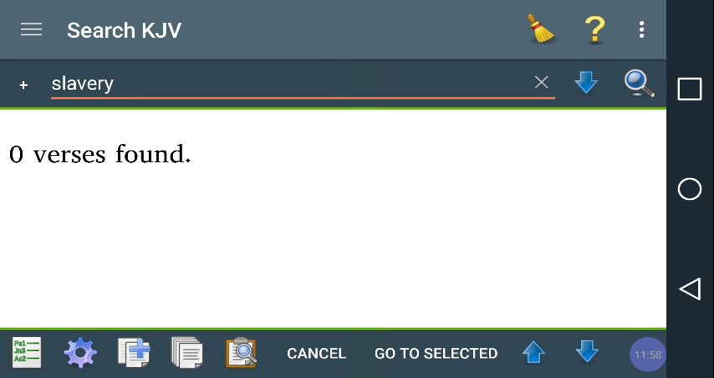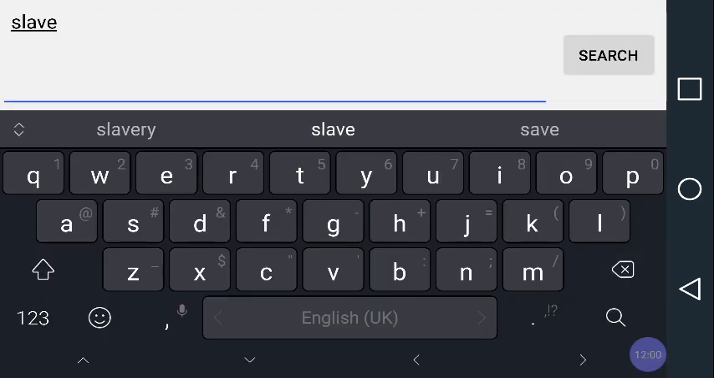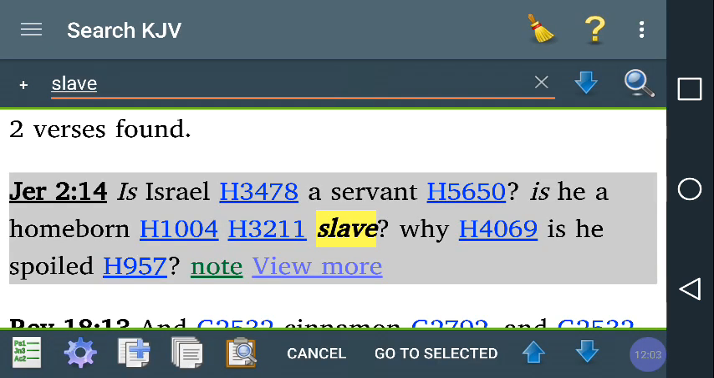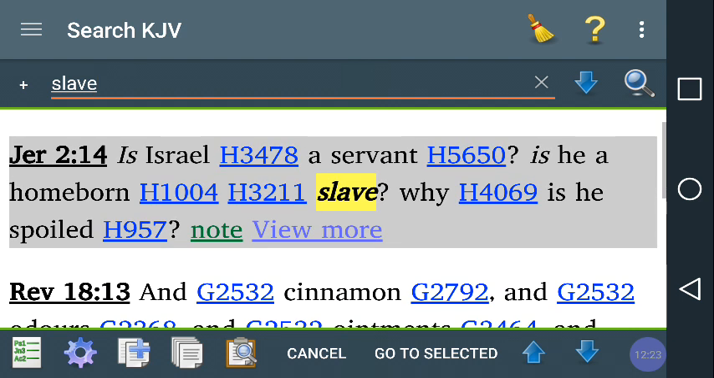But let's look at slave. Now, we did this before in another vlog. Let's go right here. People say, look, two verses in the Bible, in the King James Version. It's just your imagination running away with you, right? You know why we say this? Okay, look at the first verse. It's Jeremiah chapter 2, verse 14.